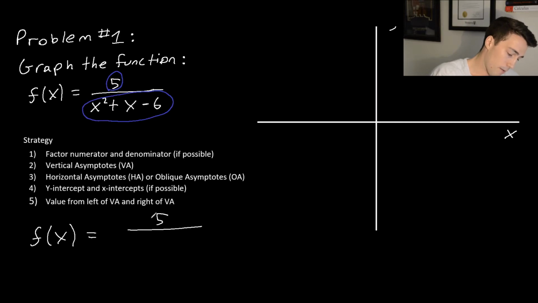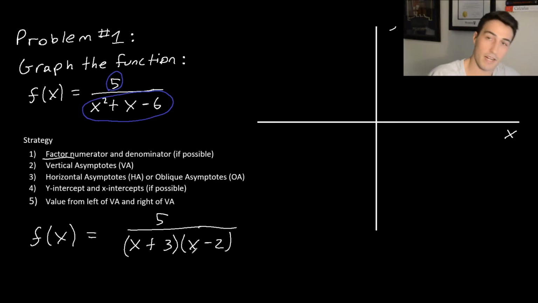So we're going to look at the first step, which is factor the numerator and denominator. Well, the numerator can't be factored. It's already in its simplest form, but the denominator can. So I'm going to say we need a number or numbers whose product is -6 and that sum to +1. So that's going to be +3 and -2. So 3 times -2, that's -6. 3 plus -2, that's going to be 1. So now we factor this.